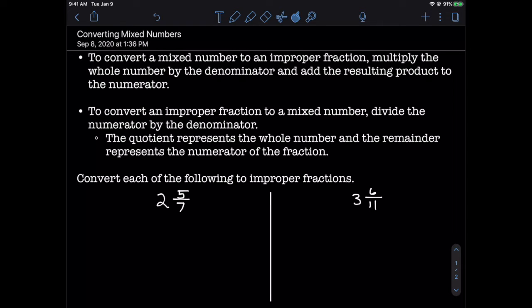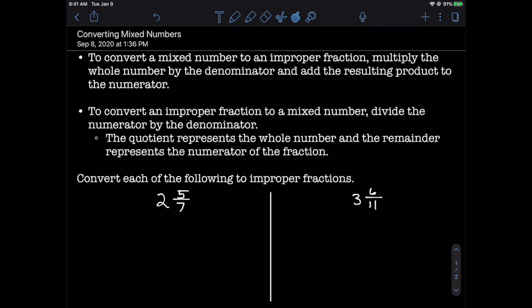And then if you want to go the other way around, you've got to divide the numerator by the denominator. Your quotient, the number on top of your division bar, is going to be the whole number in your mixed number. The remainder is going to be the numerator of your new fraction. And the denominator that you started with is the denominator you're going to have in your answer. See? Real simple. Alright, let's take a look at a couple examples here.